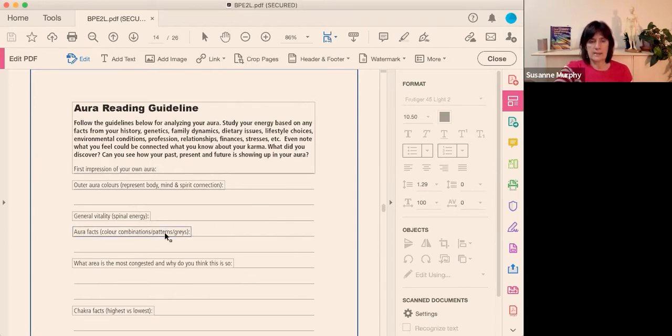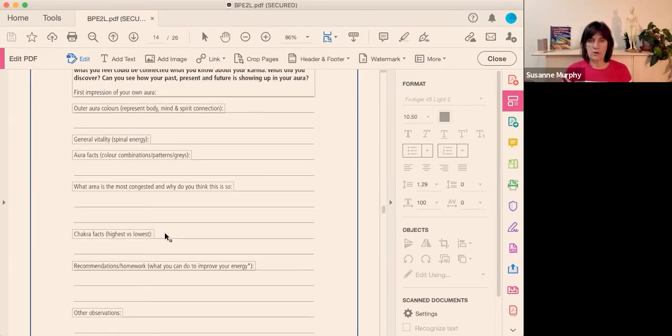Now, other things I look at is where there might be gray in the aura, because the gray shows me where things aren't integrated. And again, it could be something as simple as memory problems, or it can be that that person's going through, for example, in this case, this person could be going through something very emotional that's causing a lot of orange energy in their aura.